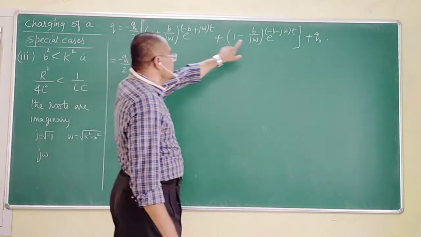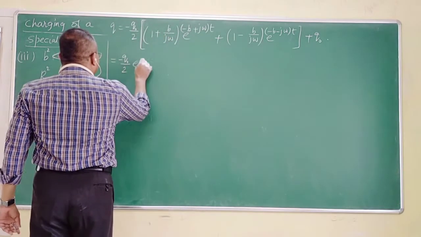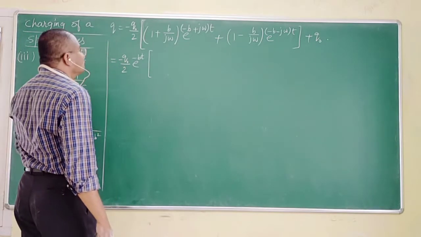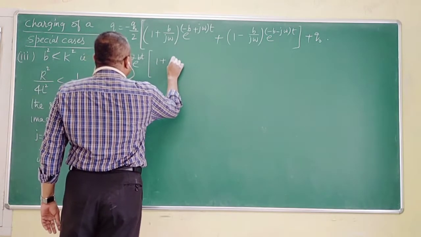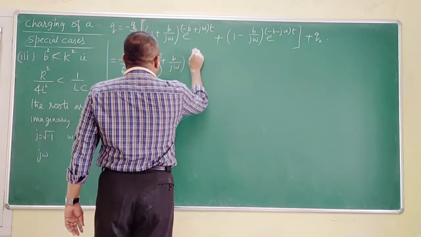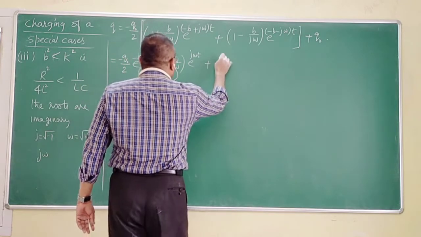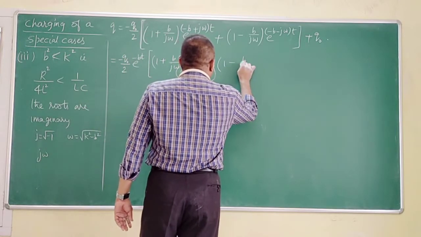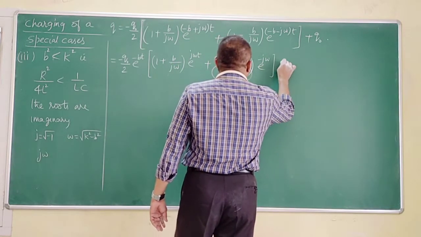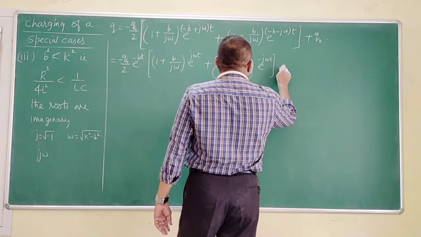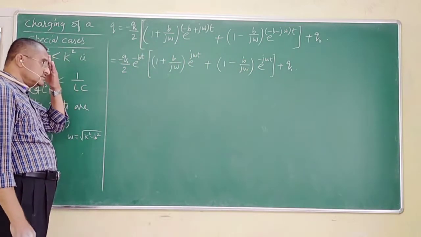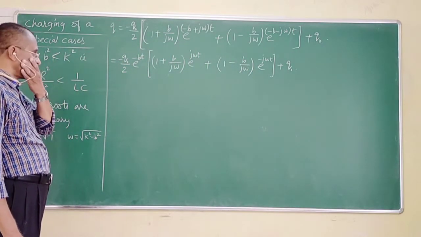e power minus bt is there. I will take the e power minus bt outside. This becomes 1 plus b by j omega into e power j omega t plus 1 minus b by j omega into e power minus j omega t, plus q naught. Am I right, sir?